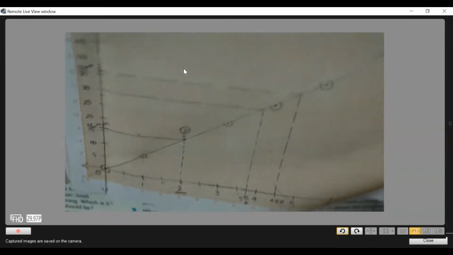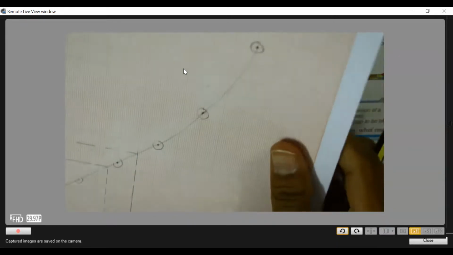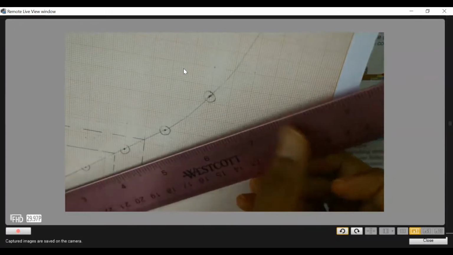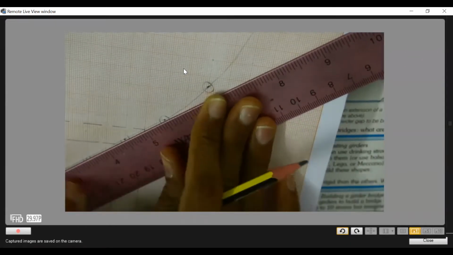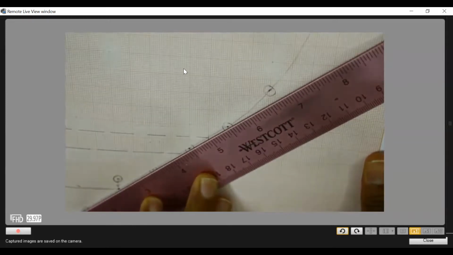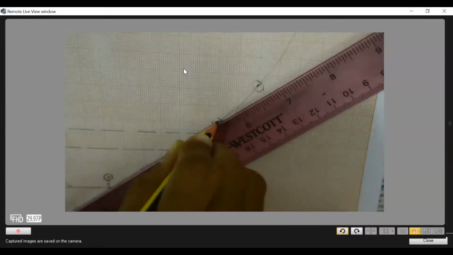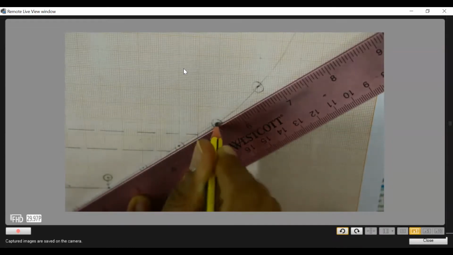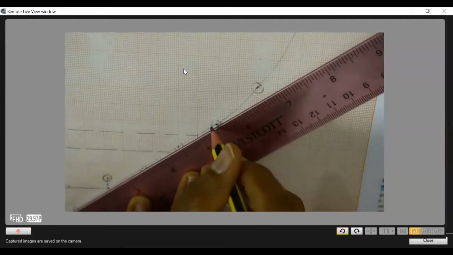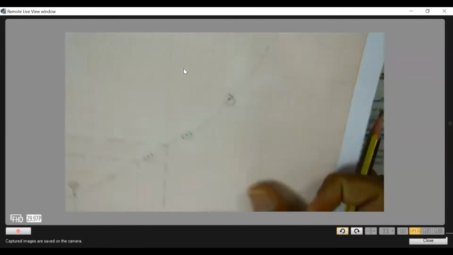Then the next part is mark the elastic limit on your graph. How do you figure out the elastic limit? Keep a ruler and look at where the graph is leaving your ruler. Make sure the ruler is passing through the origin, and see where the graph is leaving your ruler. It's leaving it here. This is the last point on the line which is on the ruler. Then the line is deviating away from the ruler. So this is going to be my elastic limit, the last point.